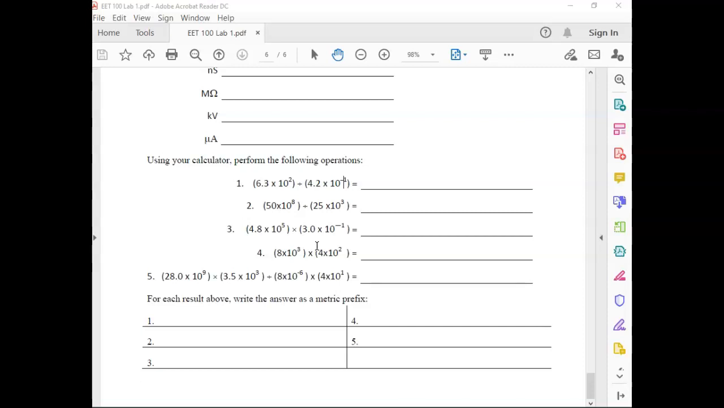So what is 4.8 times 3? Close. So when you multiply 4.8, actually, right, it'd be 14.4. I don't know why I'm seeing 14.3 right now. 14.4 times 10 to the 4th. However, is that in scientific or engineering notation?